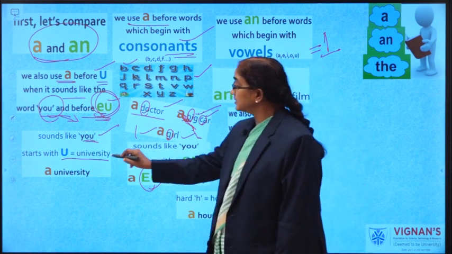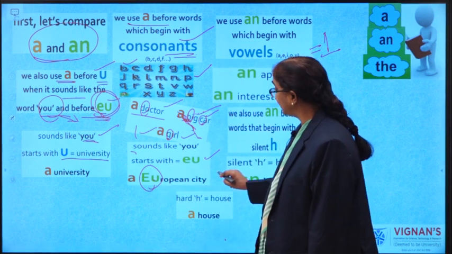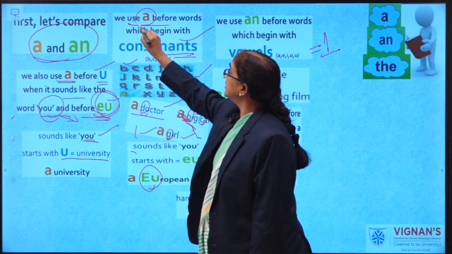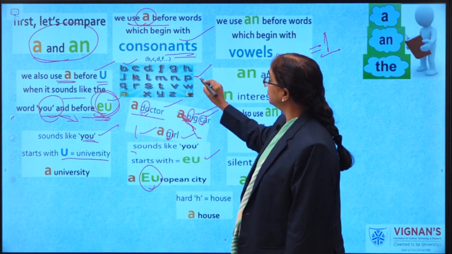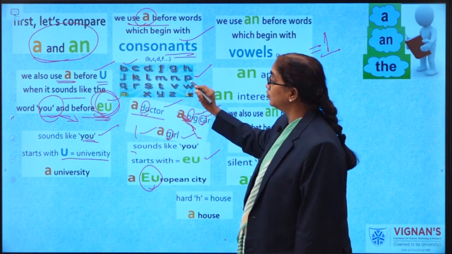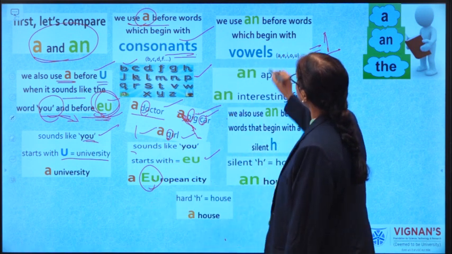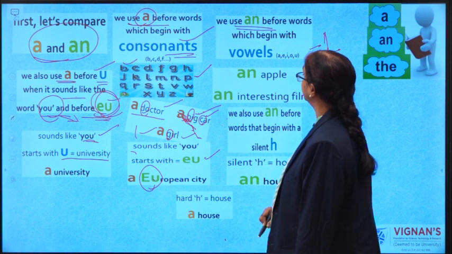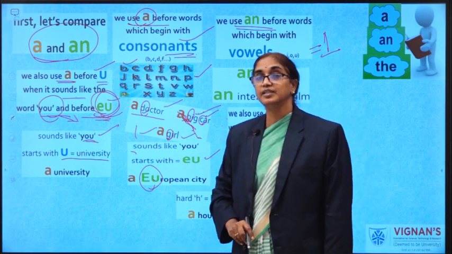So, this is a university, he is a European, not an European. So, we use the indefinite article a before nouns which take a consonant sound, which also includes the ya sound. Now, what about the usage of the indefinite article an? We use an before those nouns which start with a vowel sound.